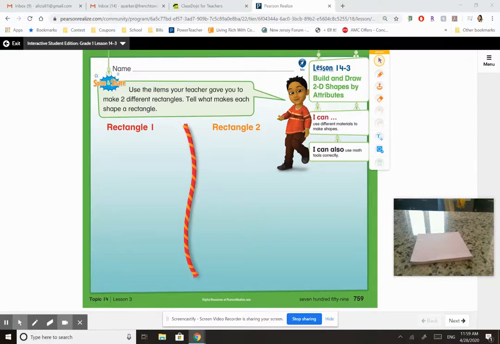Hi, first graders. Today we are doing lesson 14-3, and we are going to build and draw 2D shapes using the attributes. And the attributes are sides and vertices.